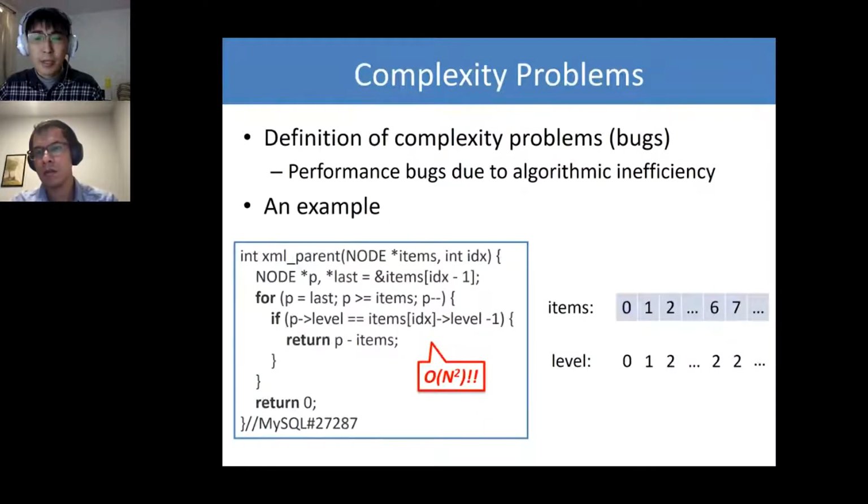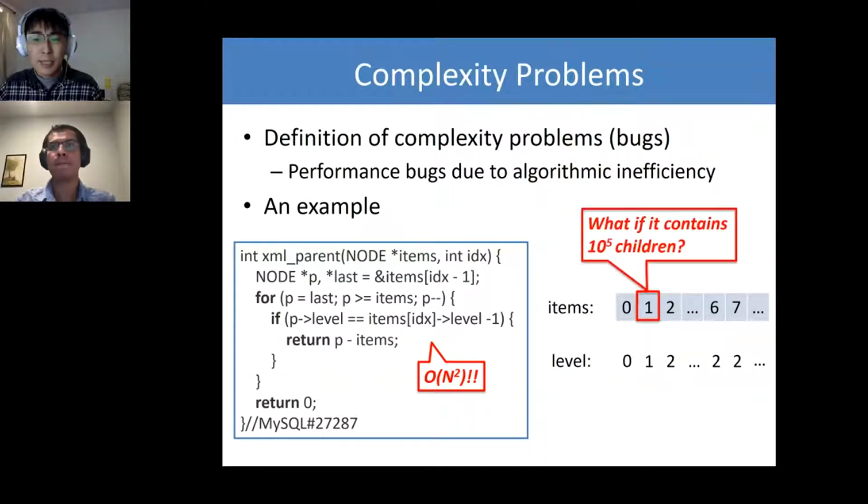Developers may think using an implementation in n-square complexity is fine, since an XML node usually does not have too many children. However, during a performance failure run, an XML node has tens of thousands of children, leading to a significant slowdown perceived by the end user. The patch is to add a new local variable in the outer loop to keep track of the current parent, and completely remove the call of function XML parent.